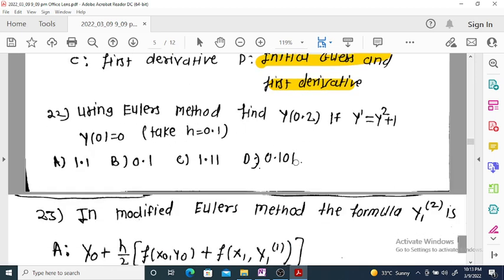Using Euler's method, find y of 0.2 where h is given as 0.1.